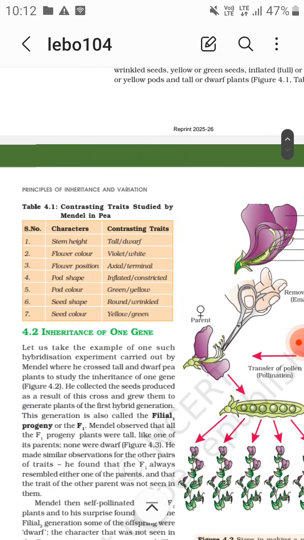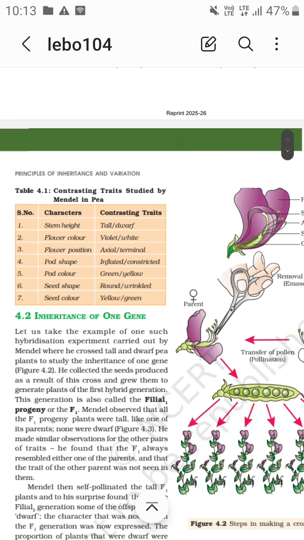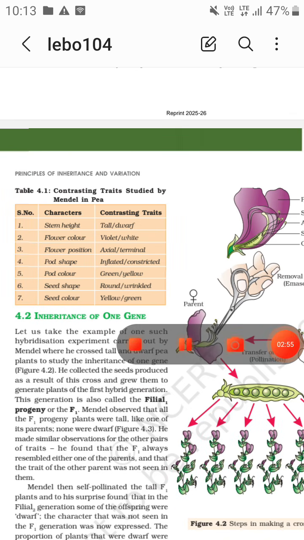Here also are the contrasting traits studied by Mendel in pea. The same is written here: characters and contrasting traits. See flower position, axial and terminal. Axial one is dominant.